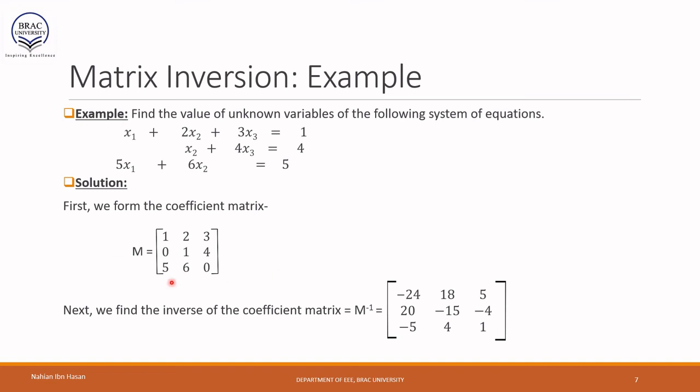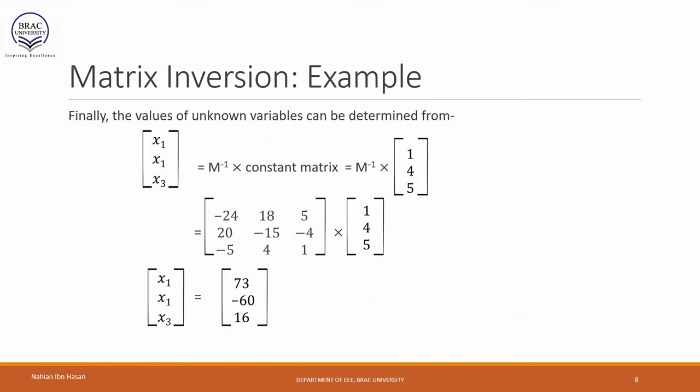So we need to find out the inverse of this matrix. We have already shown the method to find the inverse of a matrix, or you already know the methods, because it's a very simple linear algebraic approach. So once we get the inverse of the matrix, this is the inverse of the matrix, and then we multiply this inverse matrix with the constant matrix. Constant matrix is 1, 4, 5. It's a constant vector actually.